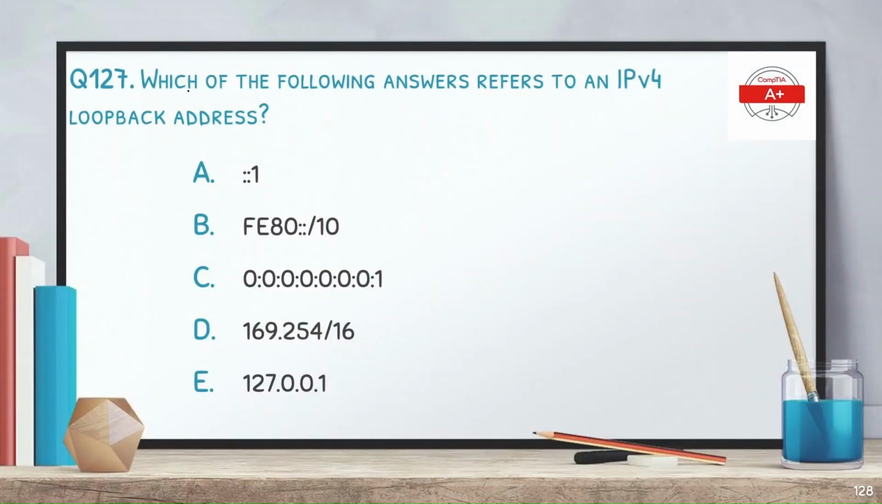Question number 127: which of the following answers refers to the IP version 4 loopback address? The options are A. ::1, B. FE80::/10, C. 0.0.0.1, D. 169.254/16, and E. 127.0.0.1. And the correct option is this: 127.0.0.1 is basically the loopback IP address in IP version 4.